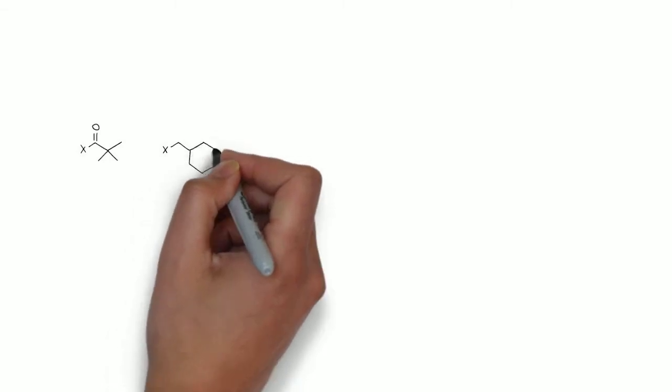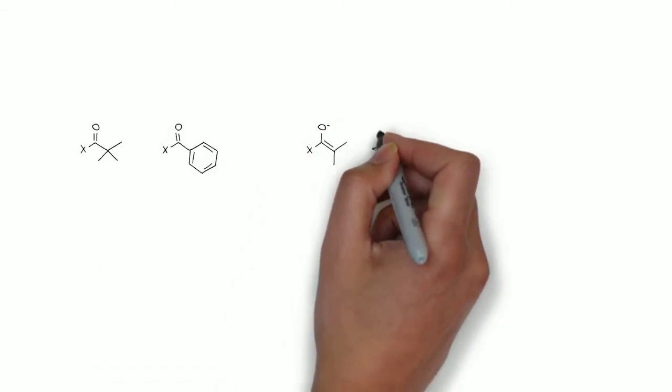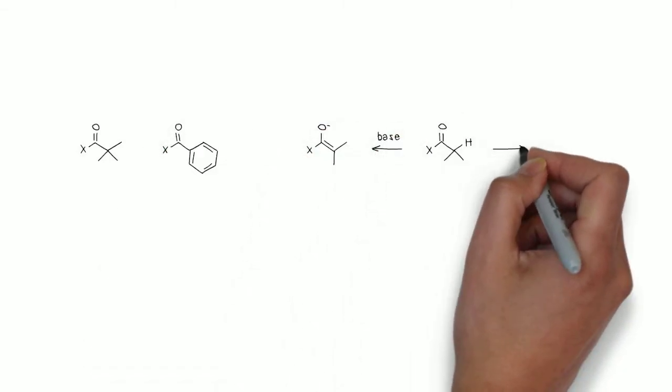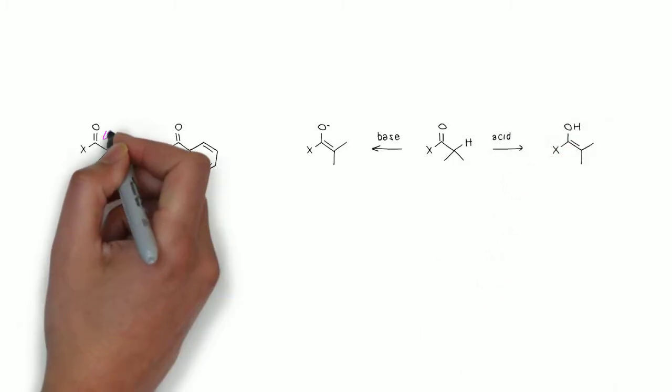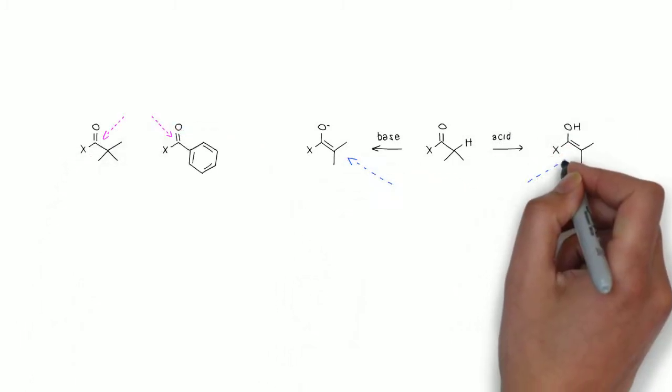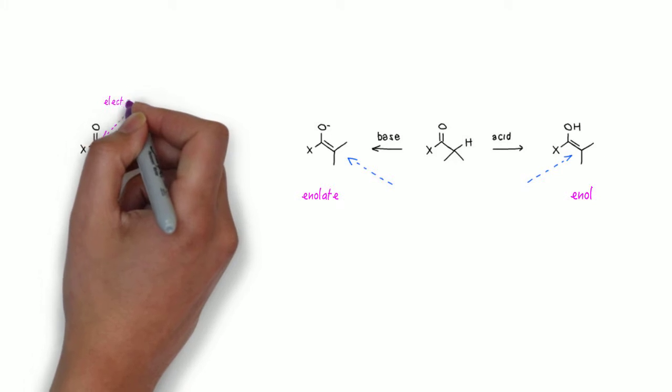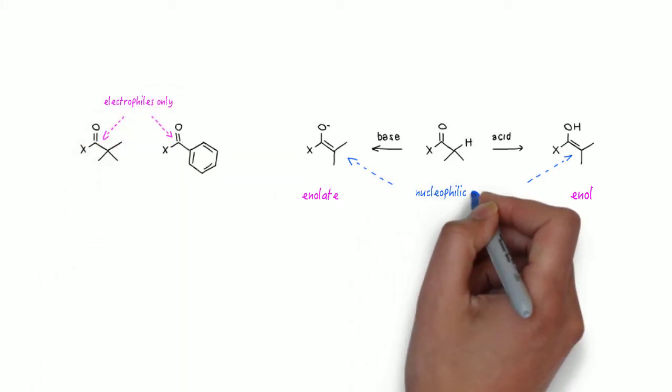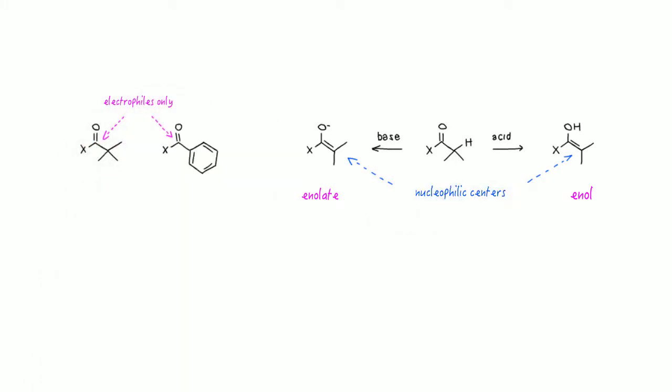Today we're going to talk about enols and enolates. Carbonyl compounds in general are so interesting because the carbonyl carbon is an electrophile, but by forming an enol or an enolate, we make the alpha carbon into a nucleophilic center.